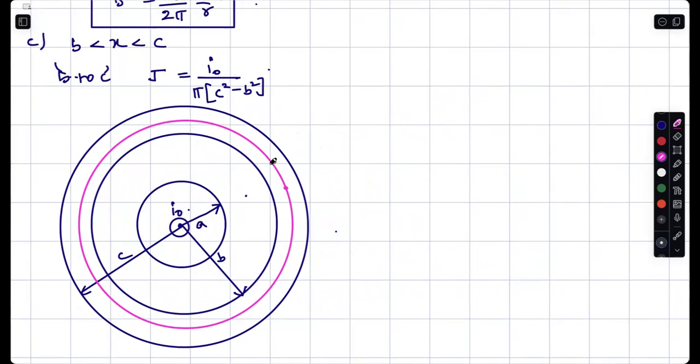At that point, in that pink color ring, you have different current carrying conductors. Have you noted? Can you please tell me what are they? One is I naught outwards, the other is some region between C to D.